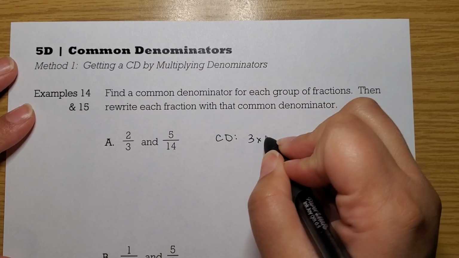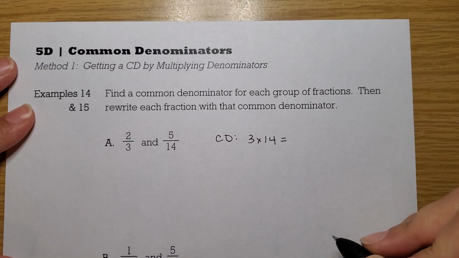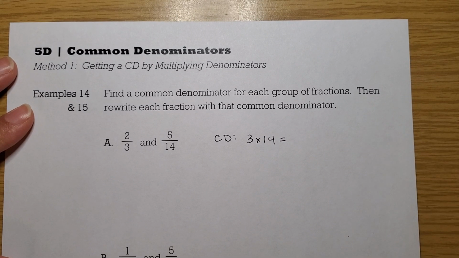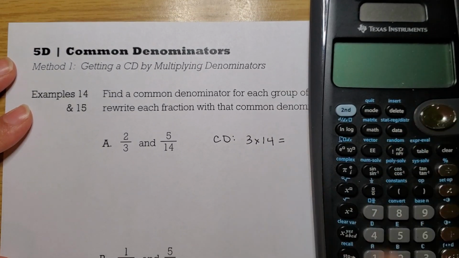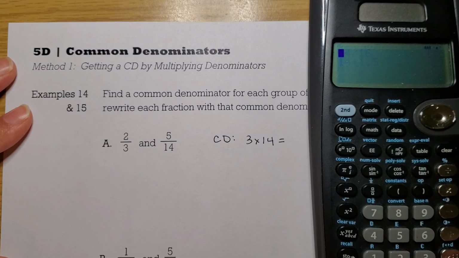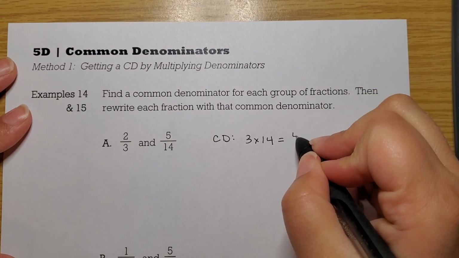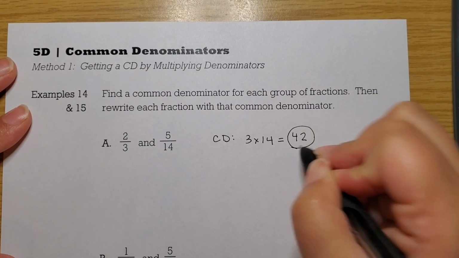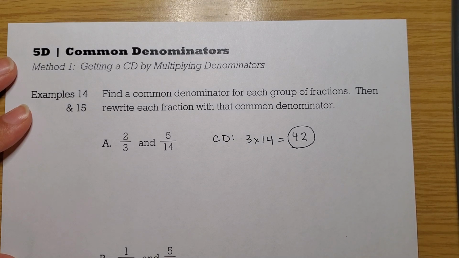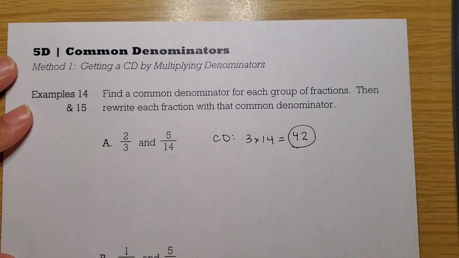So 3 times 14. 3 times 14 is going to get us 42. So 42 is a common denominator. If all I do is ask you to find a common denominator, that's all you have to do. 42, the end. That's not bad, right?